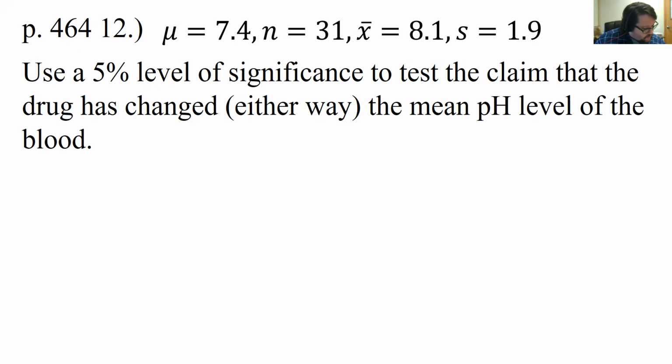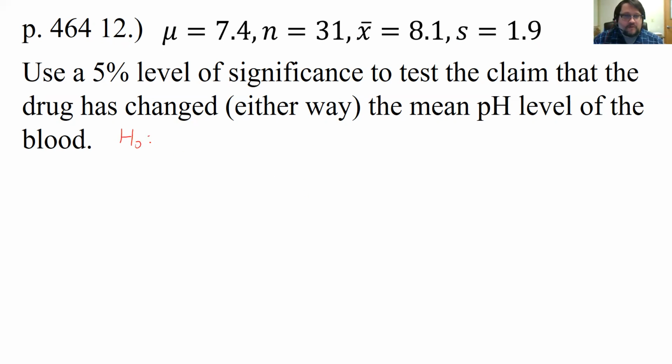A new drug for arthritis has been developed. However, it is thought that this drug may change the blood pH level, the acidity of the blood. A random sample of 31 patients, so we got n equals 31, with arthritis took the drug for 3 months. Blood tests showed that the mean was 8.1, so it looks higher, with a sample standard deviation of 1.9. Use an alpha level of 5% to see if it has changed one way or the other.